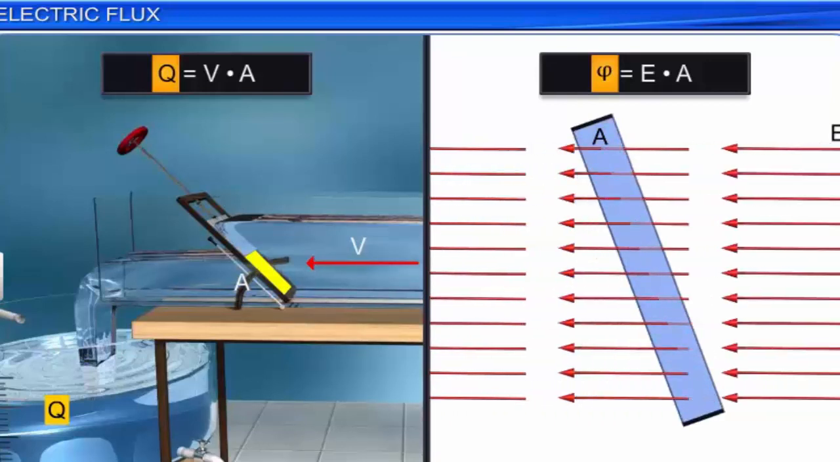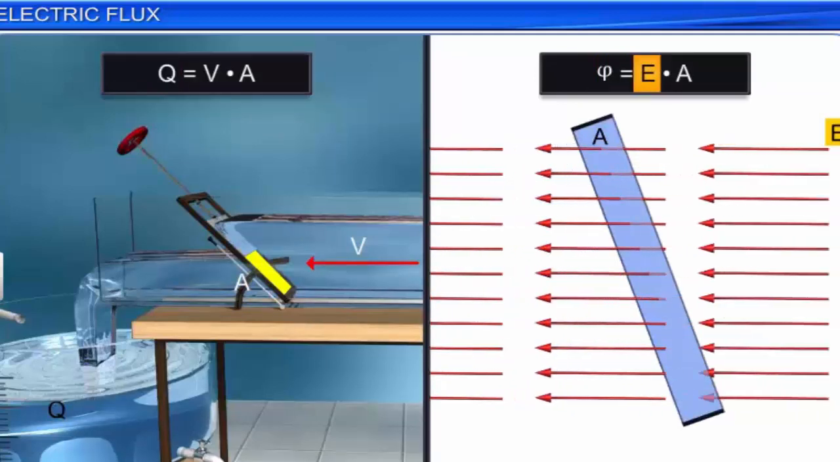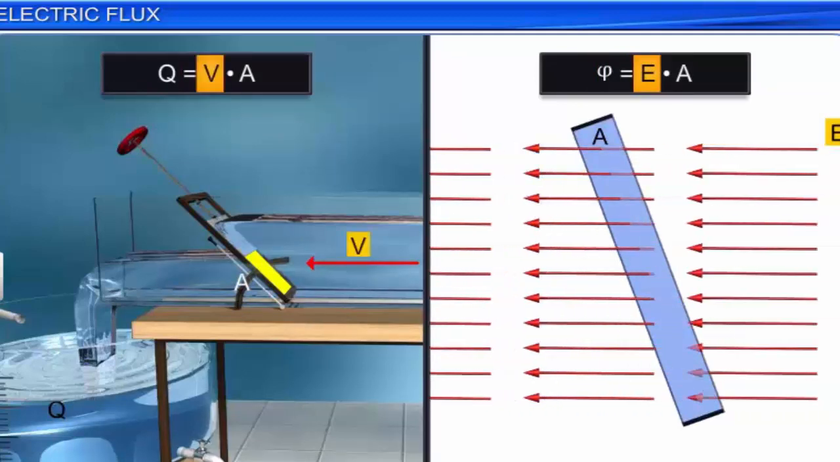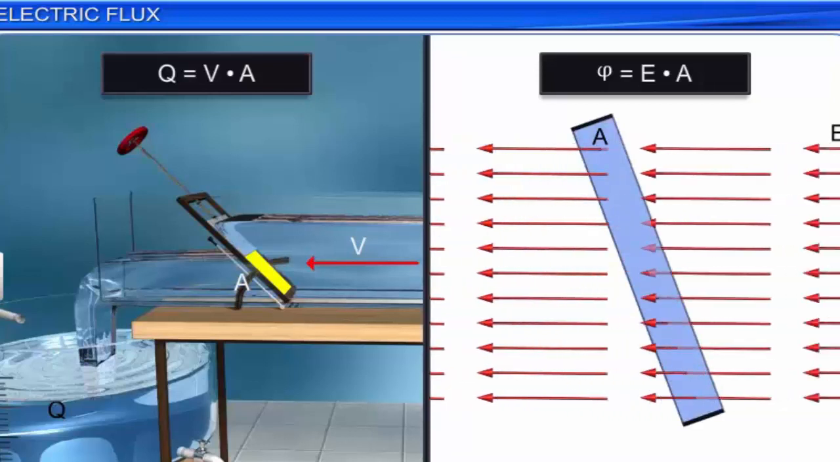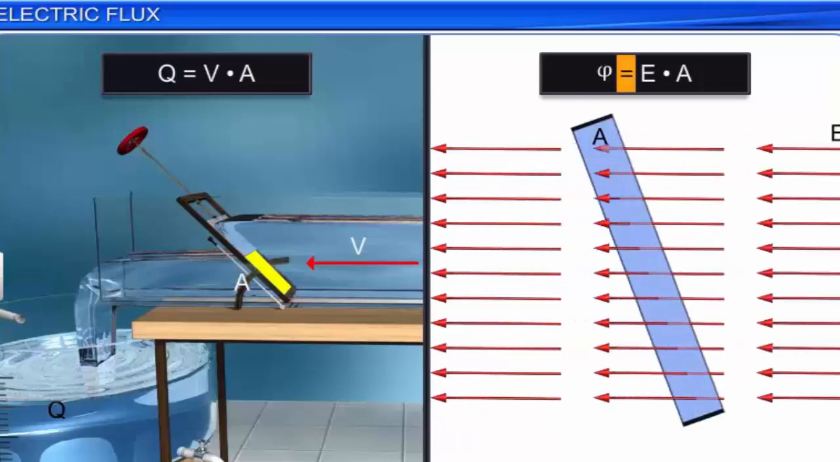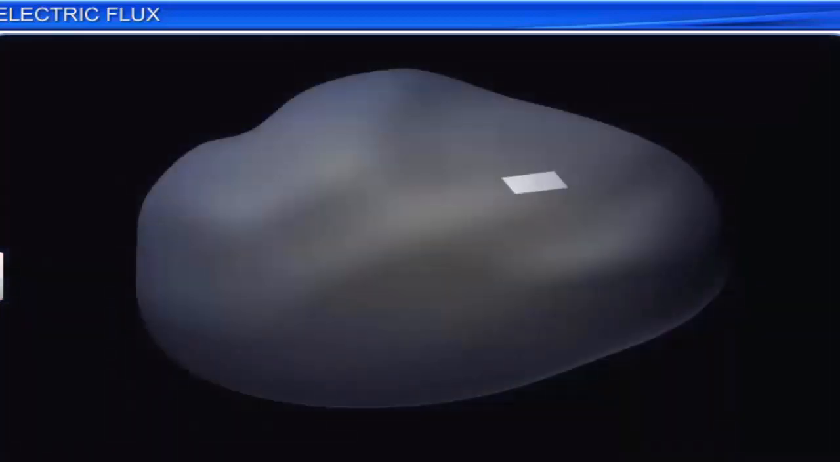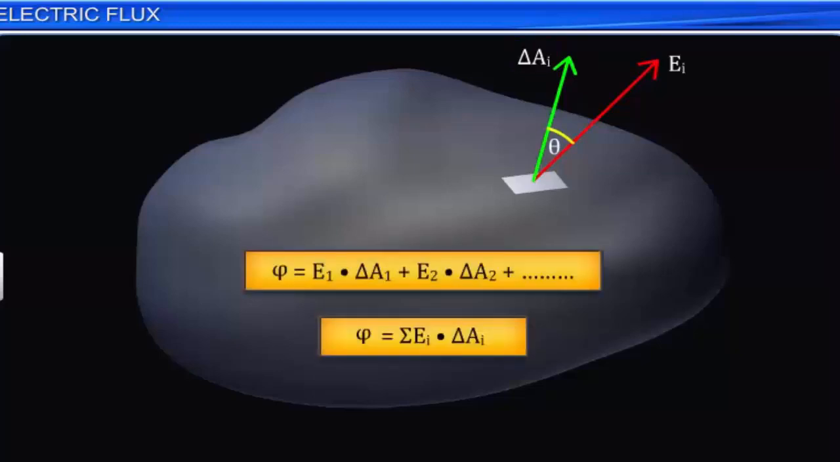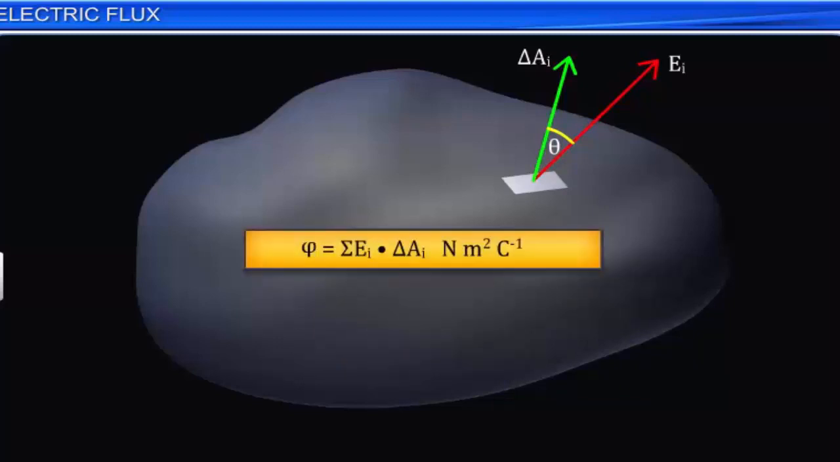Uniform electric field E is analogous to the velocity of water V. Mathematically, we can write the equation as phi is equal to the dot product of E and A. We can now extend this equation to curved surfaces with electric field of different magnitudes and directions at different parts of a given surface. The SI unit for electric flux is Newton meter square per coulomb.